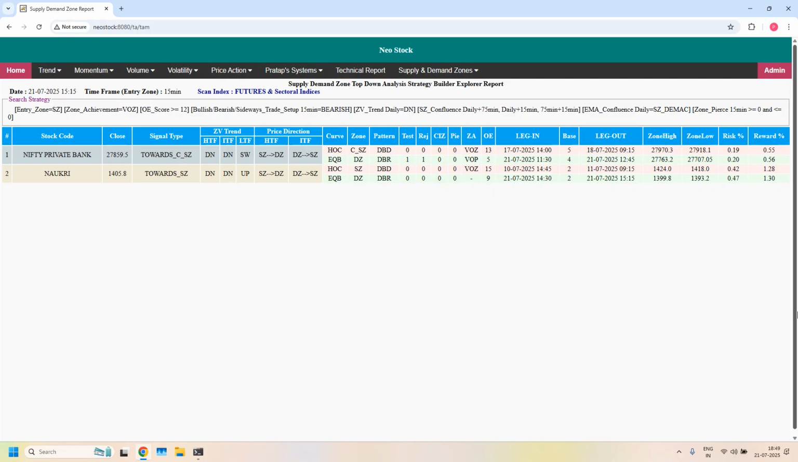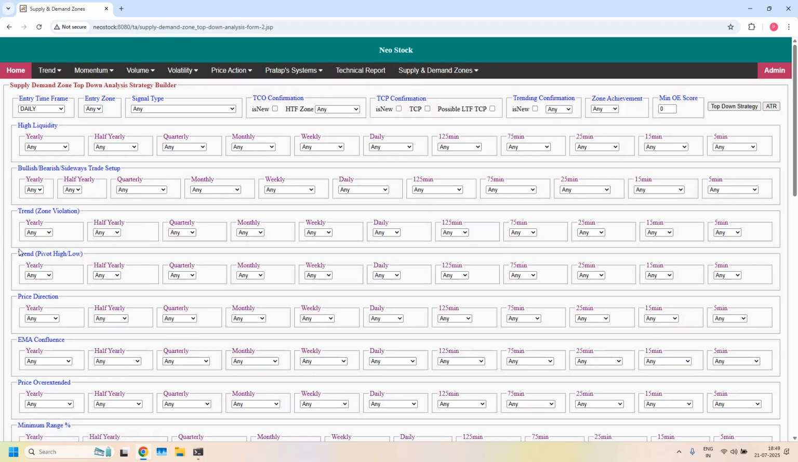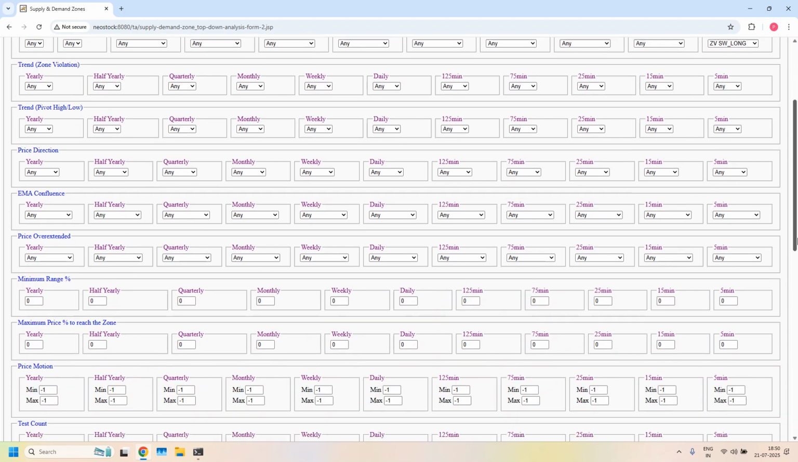Hourly income trade entry time frame is 5 minutes. Okay, for hourly income trade, sideways long trade setup, entry time frame is 5 minutes. Entry zone is demand zone. Here bullish, bearish, sideways at 5 minutes. I'm selecting sideways long. Zone achievement violated opposing zone. Minimum odd enhanced score 11 for sideways, and also 5 minutes demand zone should not be pierced.